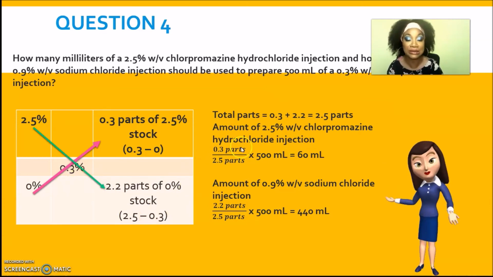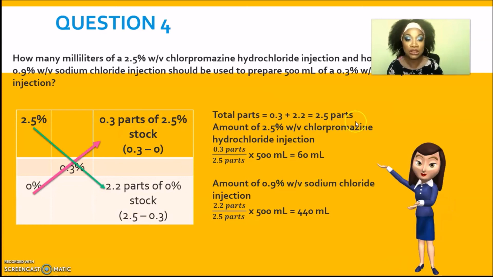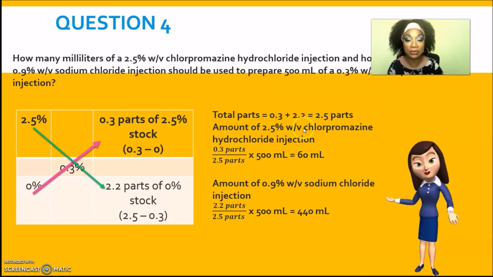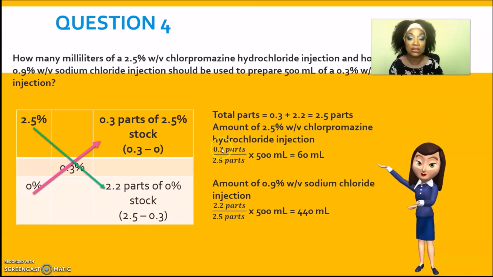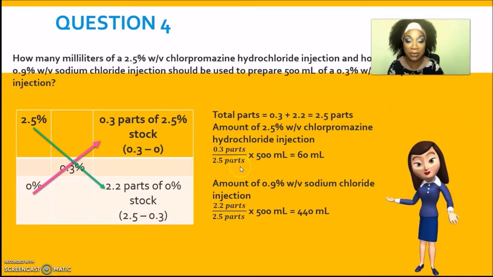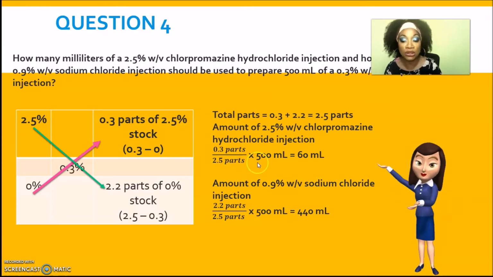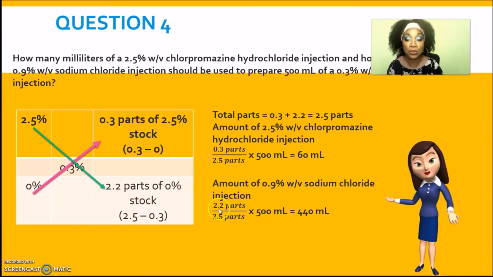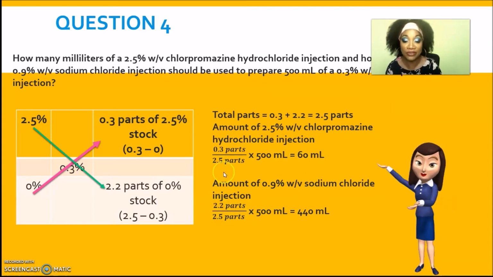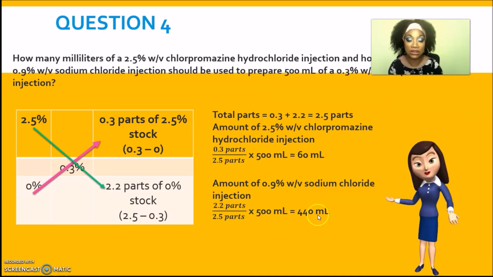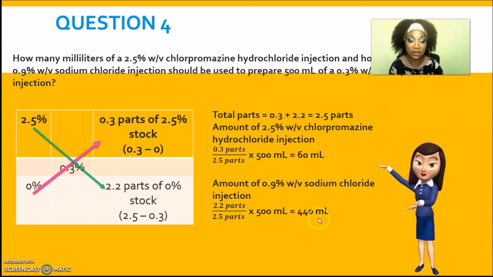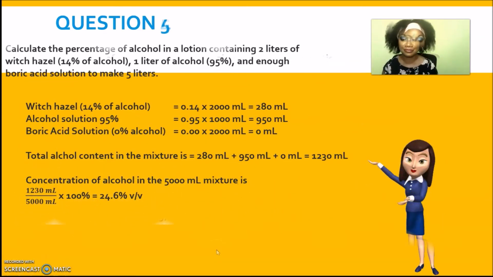So it makes sense. We add the number of parts, and we get 2.5 parts. Then, to determine the amount of the 2.5% hydrochloride injection, we determine that 0.3 parts out of the 2.5 parts will be the injection. So you multiply that by 500 to get 60 mL. Similarly, 2.2 parts out of the 2.5 parts will be the sodium chloride injection. You multiply that by 500 mL to get the amount of sodium chloride injection, which would be 440 mL.